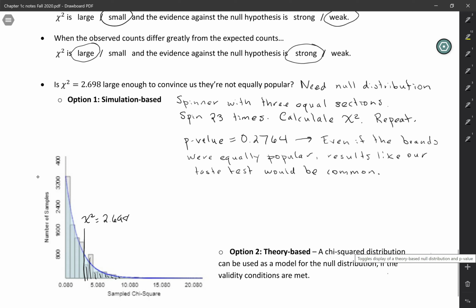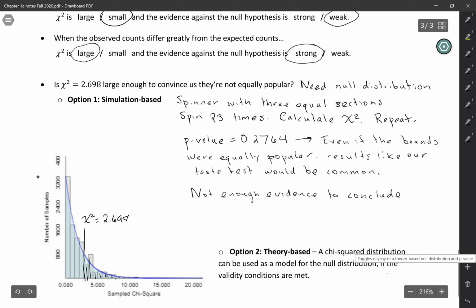So for my conclusion, I would say that I have not enough evidence to conclude, right? I'm not able to rule out the null hypothesis, so I can't really conclude anything. Not enough evidence to conclude the alternative, that one brand is more popular than another. So we had a large p-value. We didn't have strong evidence here.